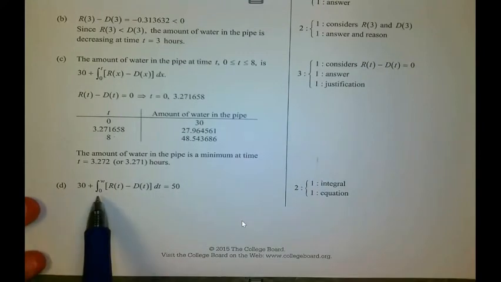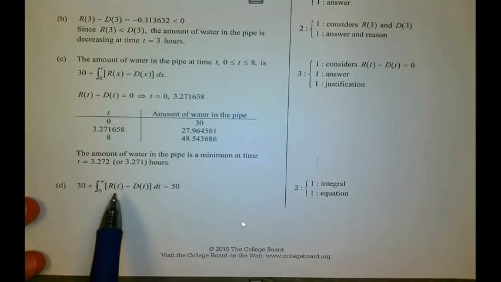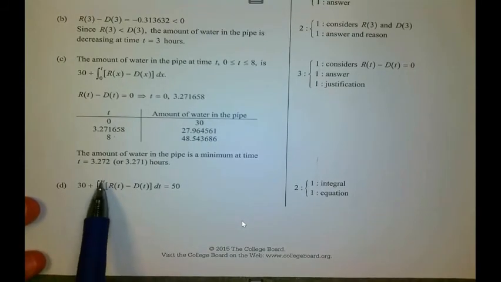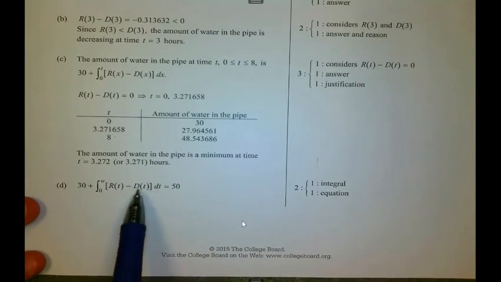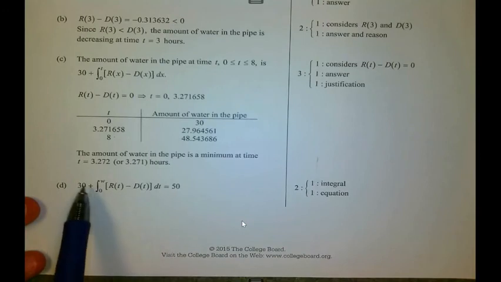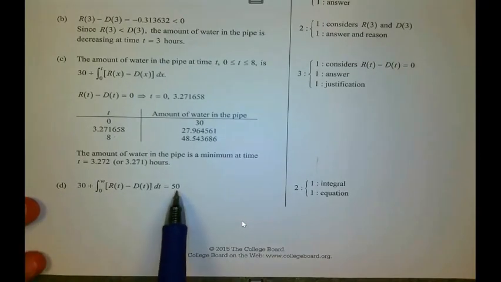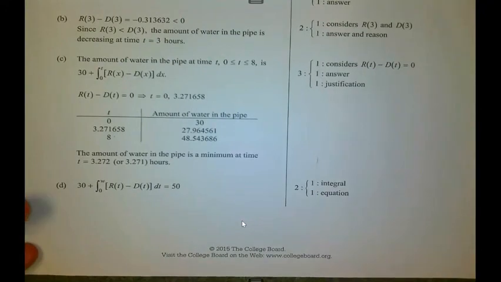And then finally, pretty much the exact same equation that I had. So again, it's water coming in, integrated, because we want the total amount of water coming in. It's water going out, again integrated, because we want the total amount of water coming out. There's 30 cubic feet of water in the pipe at 0, and this needs to equal 50.